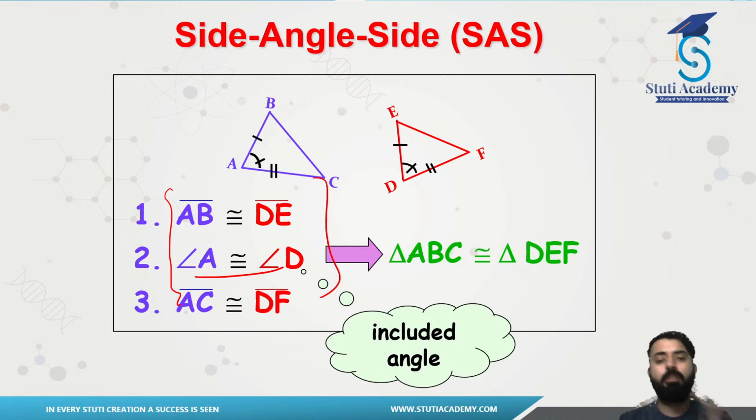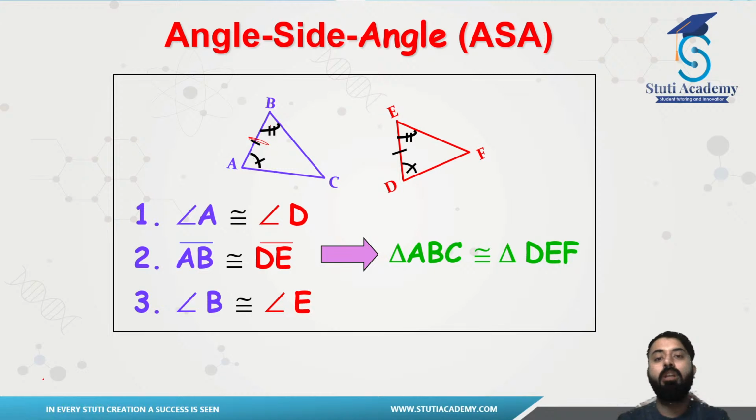You can write them any other way, but you just have to make sure that the congruency is side angle side. It cannot be side angle congruency, because there is no such thing as side angle. I will be explaining it now. So before we get to the point, we have the angle side angle criteria.